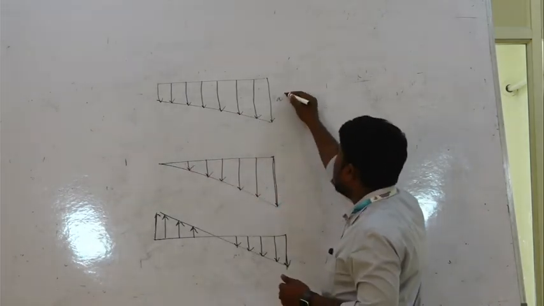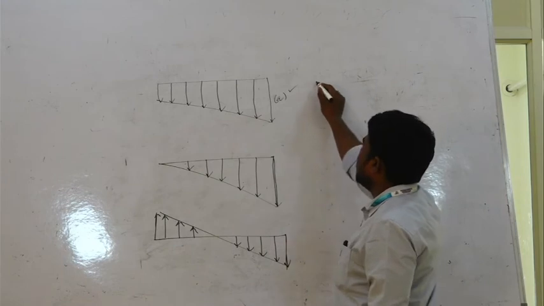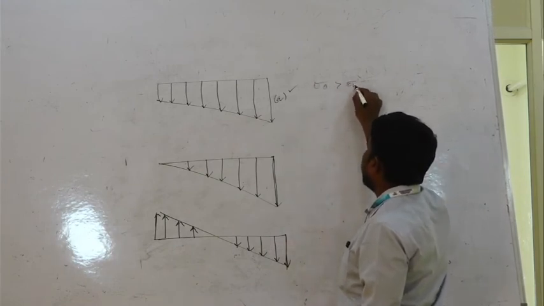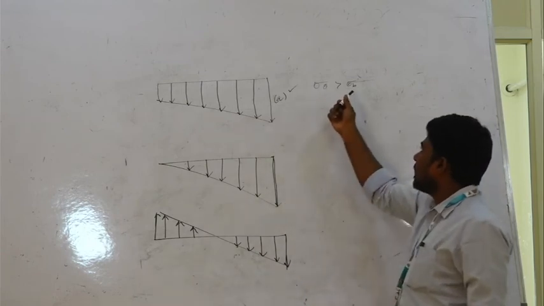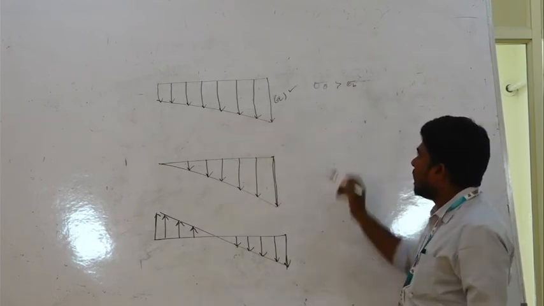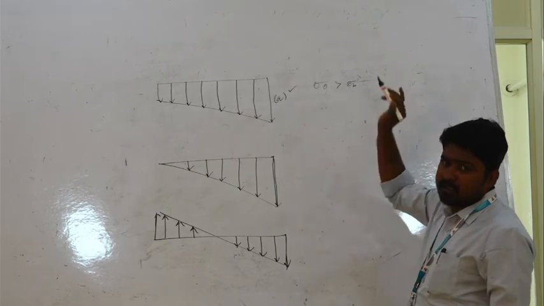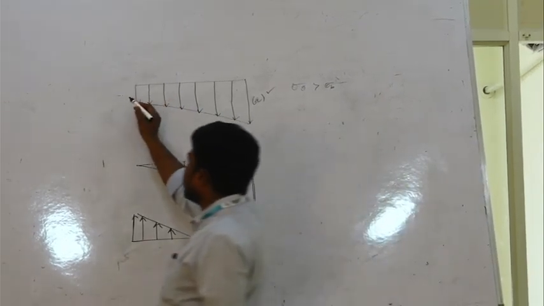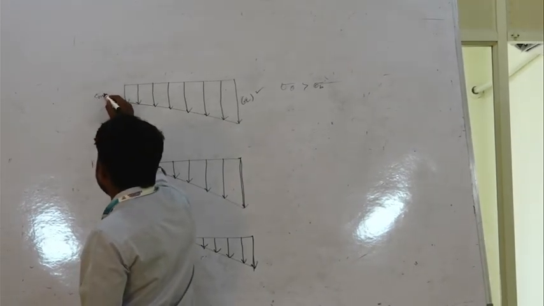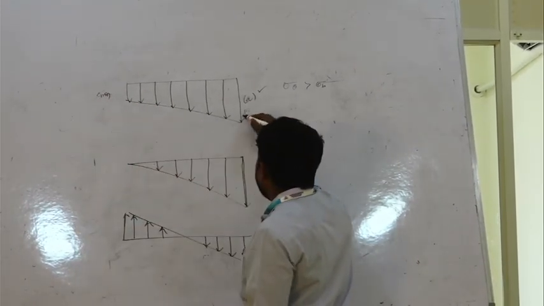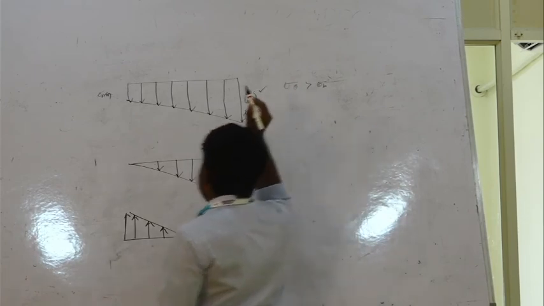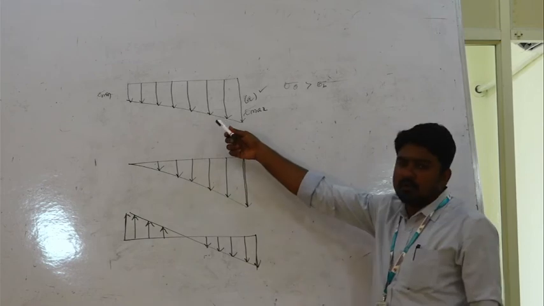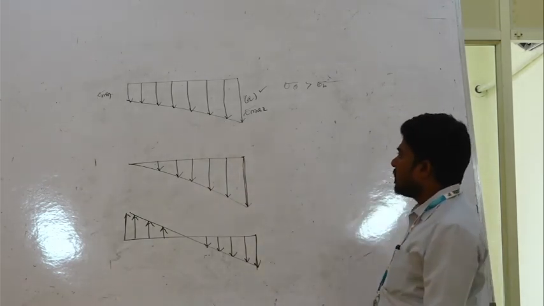The first one: sigma naught greater than sigma B. That means direct stress is greater than the bending stresses. This will form a uniform nature of stresses, that means compressive stresses.